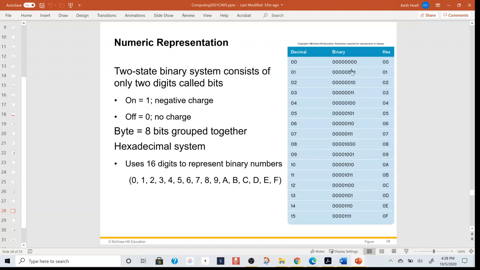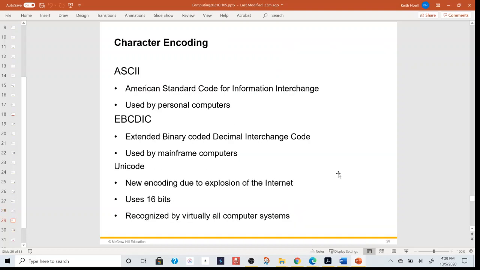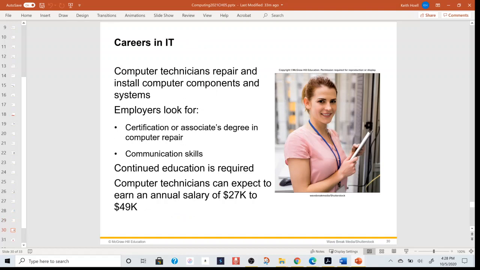So computers only see in this way, just like what you see here. And computers can do a lot of amazing things by creating different combinations of ones and zeros to represent sound, to represent images, to facilitate the transmission of data. Don't worry about character encoding. That's beyond the scope.